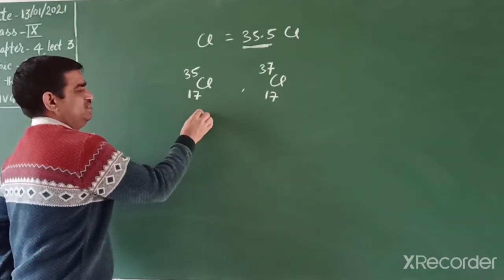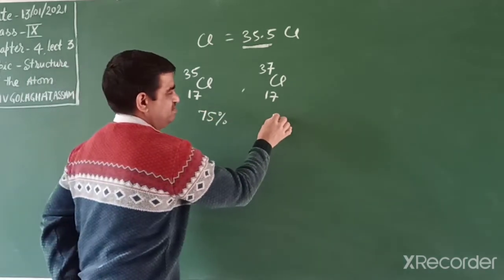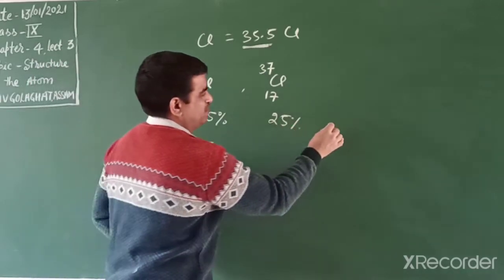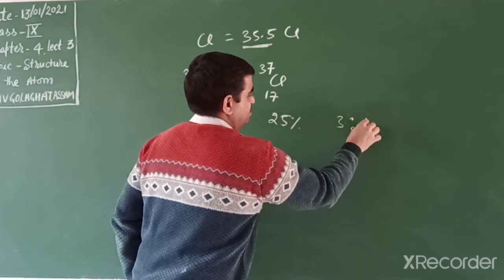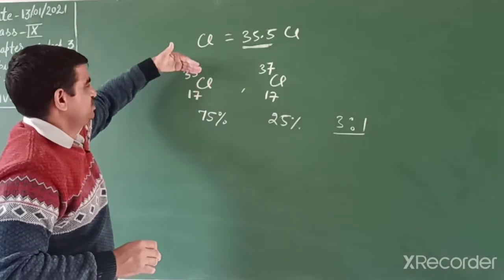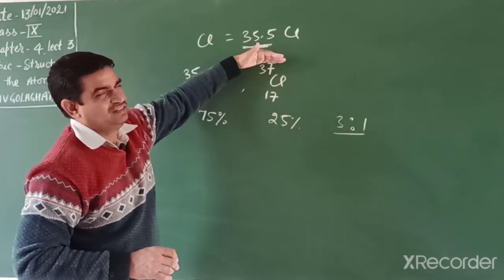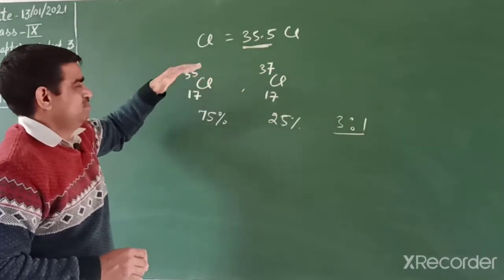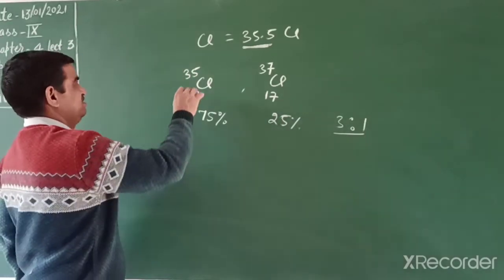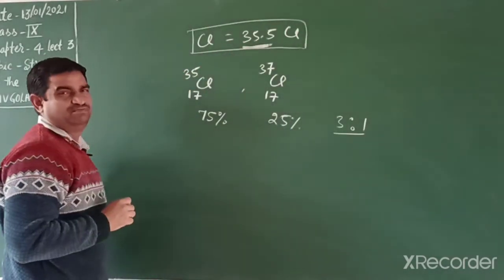This isotope is found in nature 75%, the other is found 25%, which means they are found in a 3:1 ratio. But this isotope mass is 35 and this isotope mass is 37. When we calculate the atomic mass of any substance, we consider the chlorine mass as 35.5 u, which means a single atom mass.